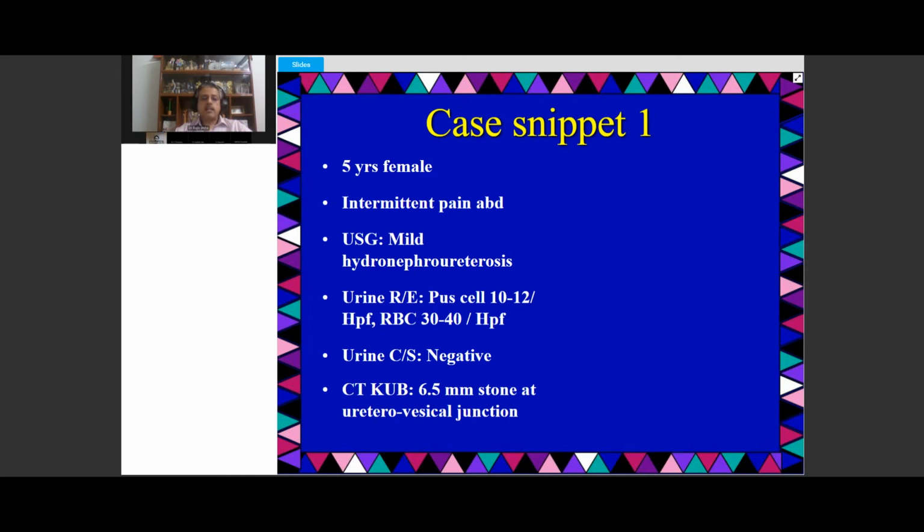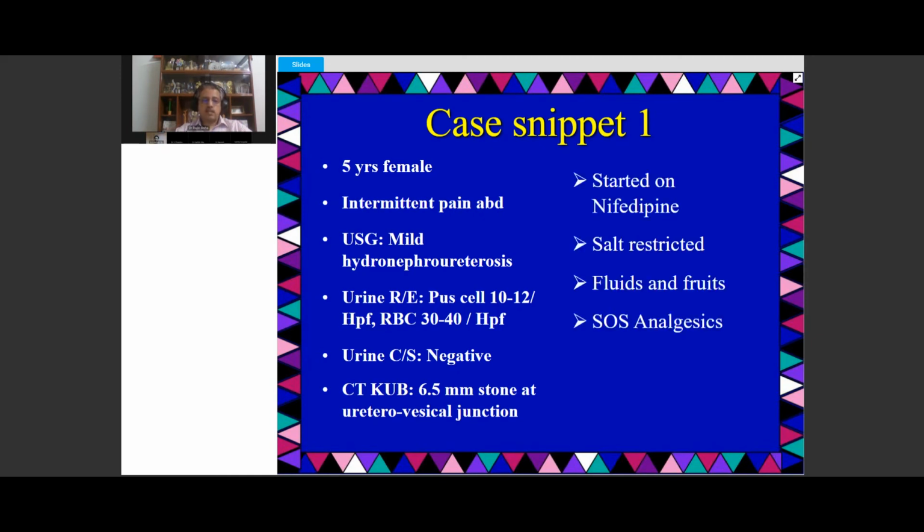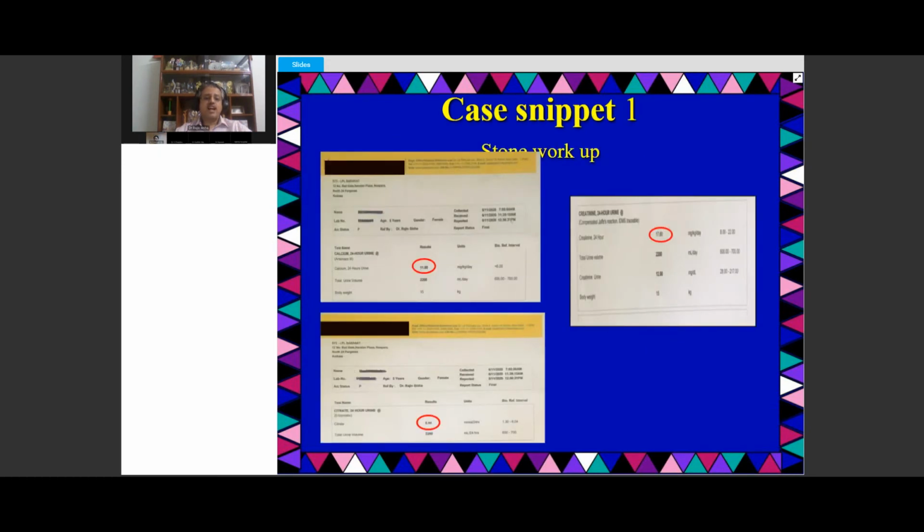The CT scan showed a ureterovesical junction stone of 6.5 millimeter. We started nifedipine, and within 3 weeks, the stone was gone. The child was doing well. This is a very recent one. I'm not sure whether you can see the dates, but this happened, I think, last month or early this month only.